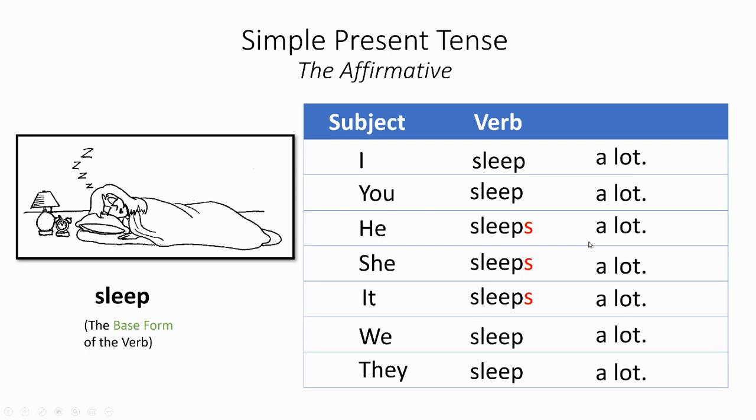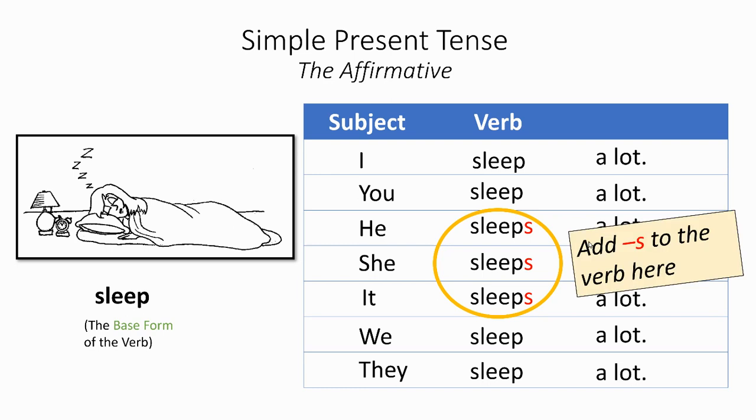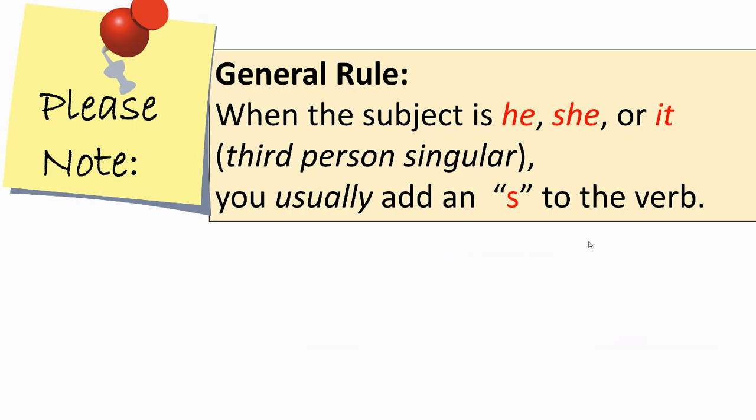So if you notice here, for the subject he, she, and it, we add an S to the verb. Only for the subject he, she, and it. This is the general rule for the simple present tense. Please note, when the subject is he, she, or it, third person singular, you usually add an S to the verb.